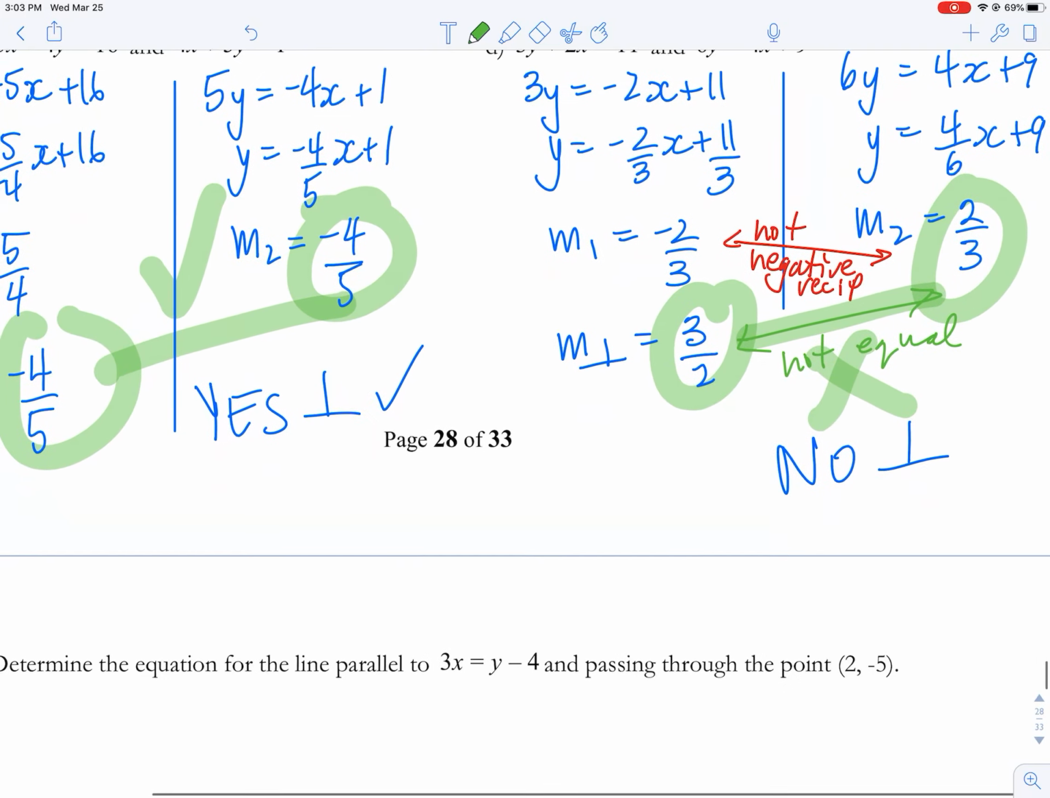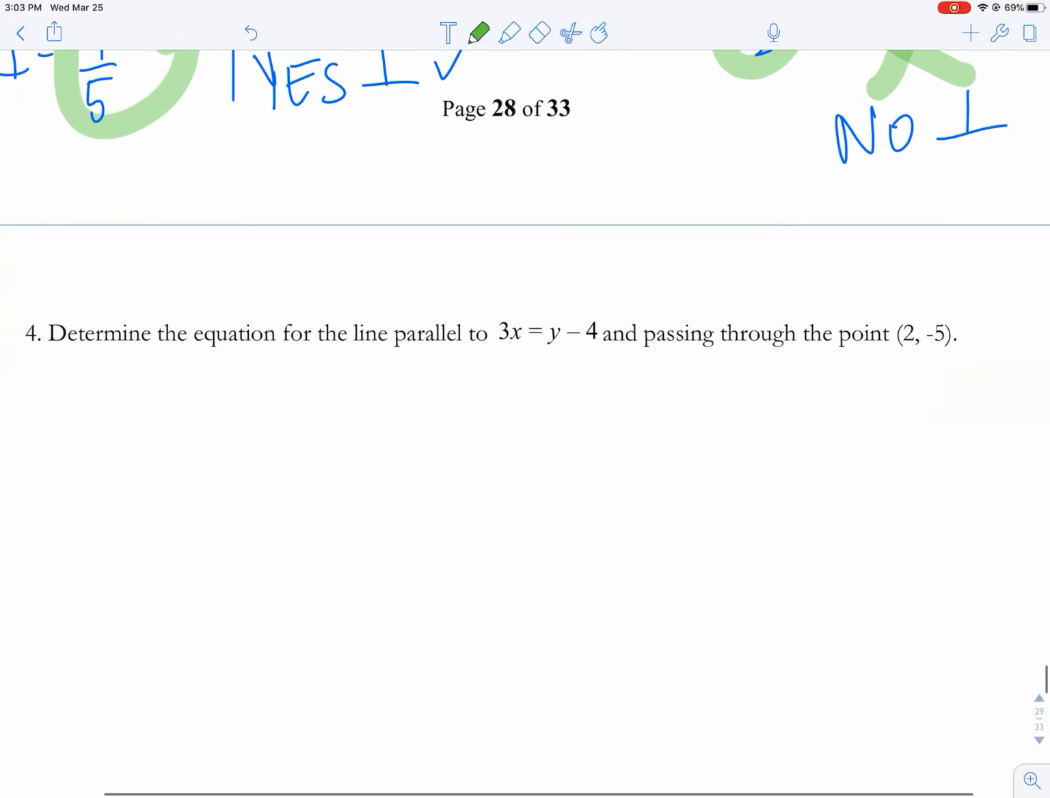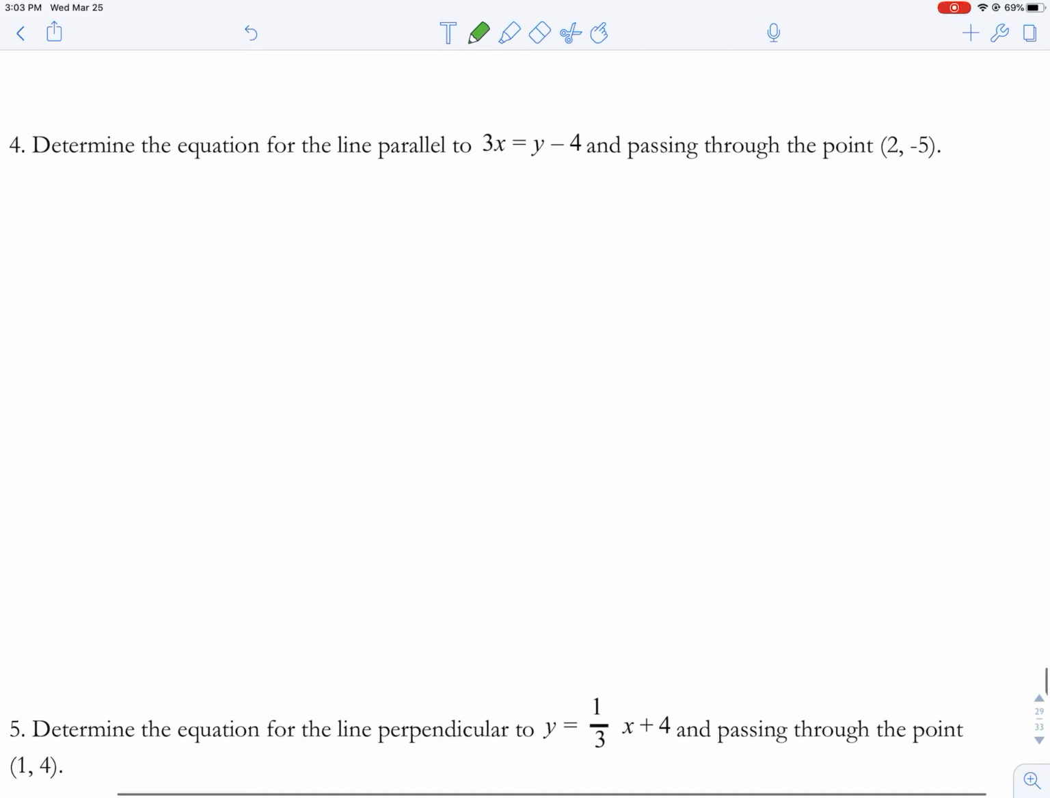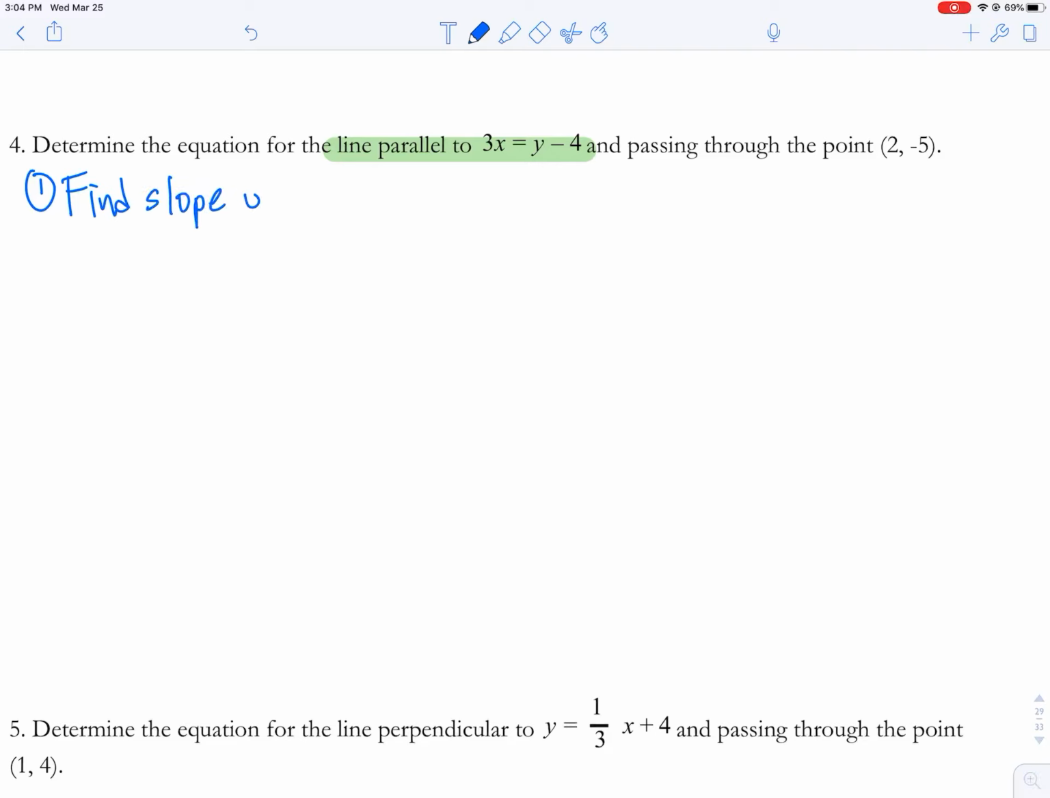So now that we know this, we did all of that just to practice. Determine the equation for a line parallel to this one that passes through the point. So first thing here, we want the equation of a line that's parallel to this. So if I can find the slope, step 1 is going to be find the slope of this line.